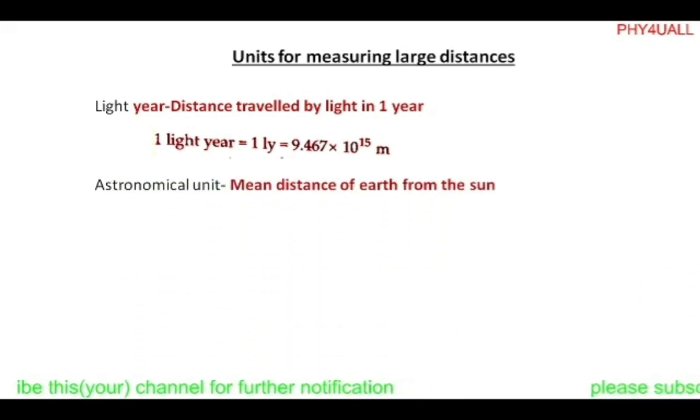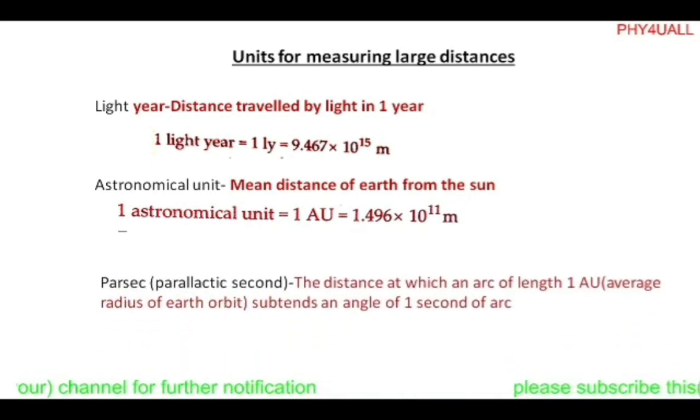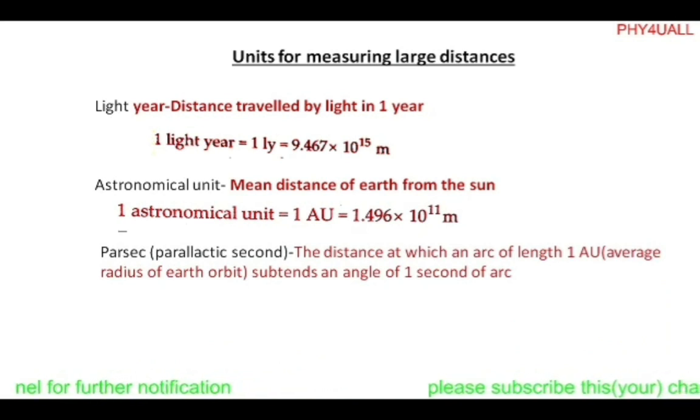The next one is the astronomical unit. It is the mean distance of Earth from the Sun, or the distance between Earth and Sun. That is the average distance between Earth and Sun, and its value is 1 AU equal to 1.496 into 10 to the power 11 meter. Next one is called parsec.